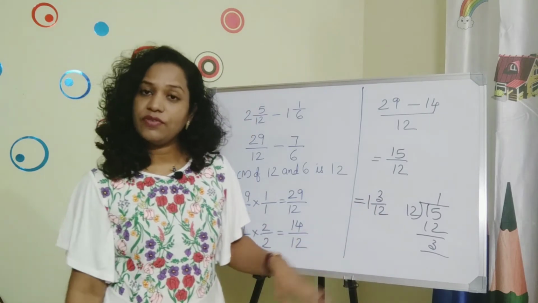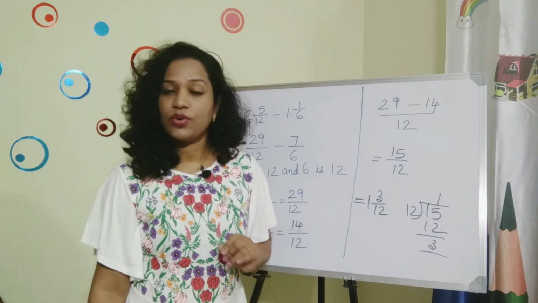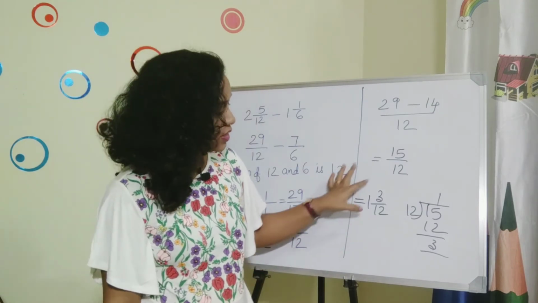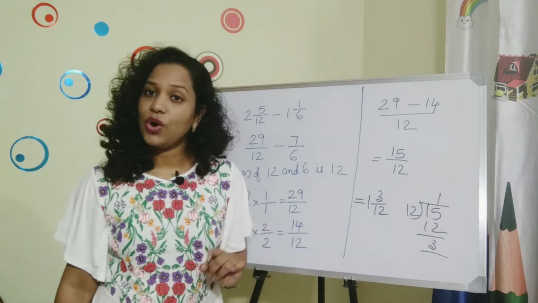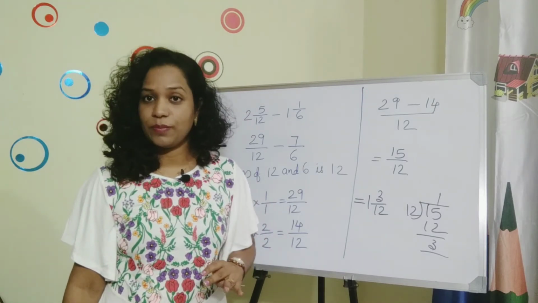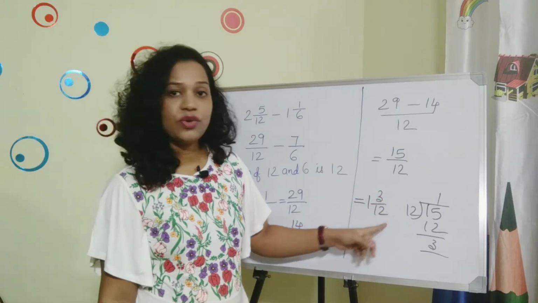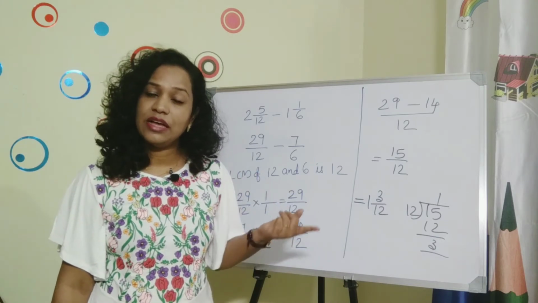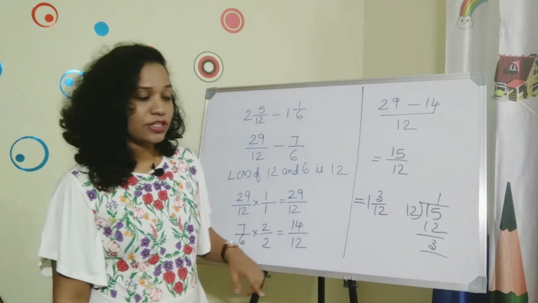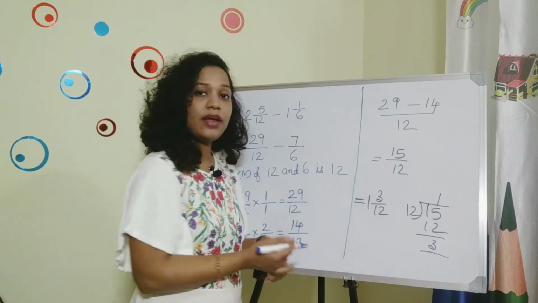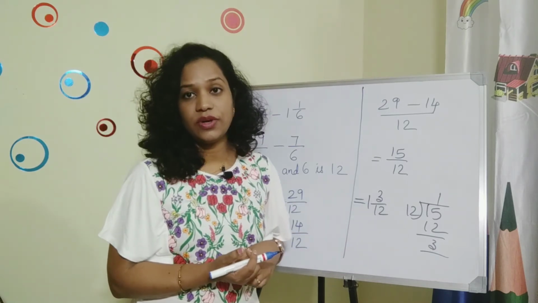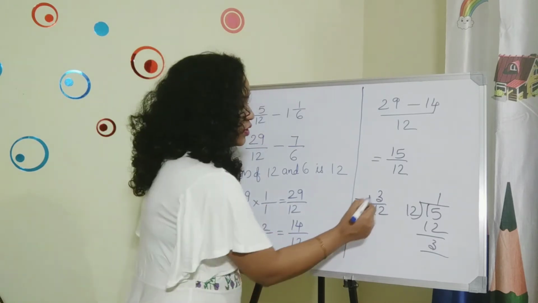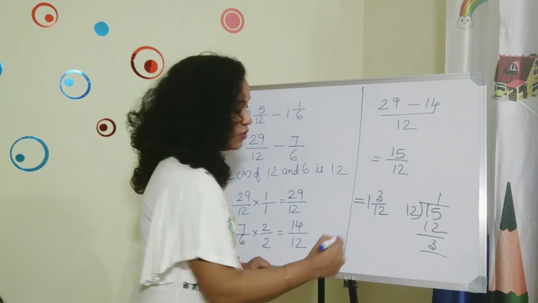Is this our final answer? No, it is not our final answer because 3 by 12 is not in its simplest form. So we can divide 3 and 12 by the common factor and make it into the simplest form. So what is the common factor of 3 and 12? It is 3. So divide 3 and 12 by 3. What will we get?